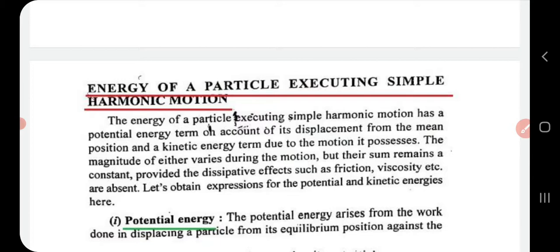Now, as I already said, we know energy of a particle executing simple harmonic motion has potential energy. Where does this potential energy come from? Potential energy comes on account of its displacement from mean position. That is, if a particle is in mean position or equilibrium position, once it has a displacement, then that work that we have done in order to displace the particle from the equilibrium position will be stored in it as potential energy, that you have studied in your lower classes. Now what about its kinetic energy? It comes from its state of motion.